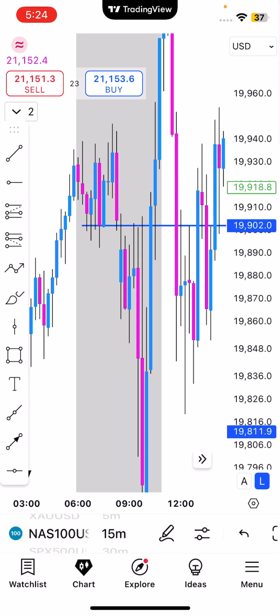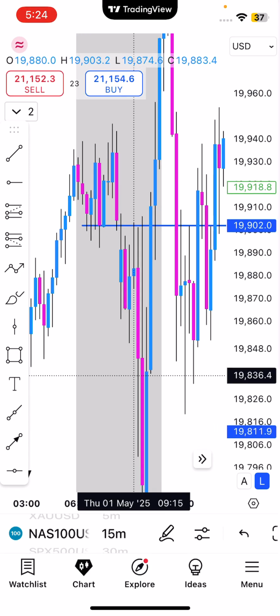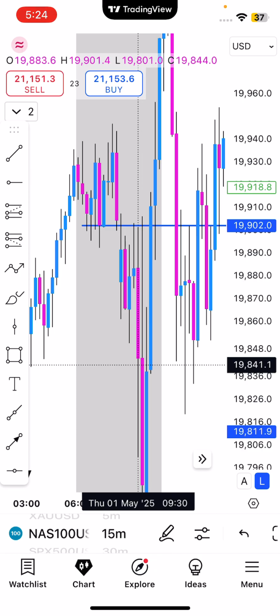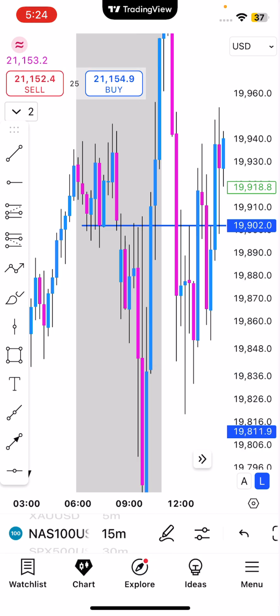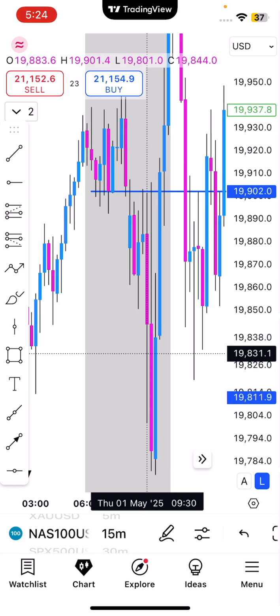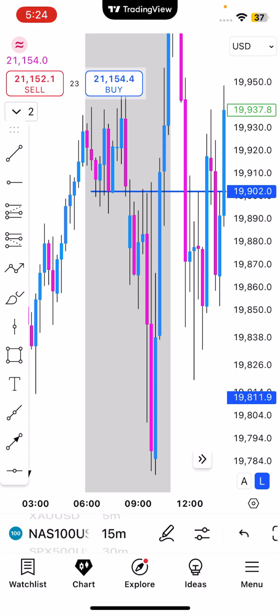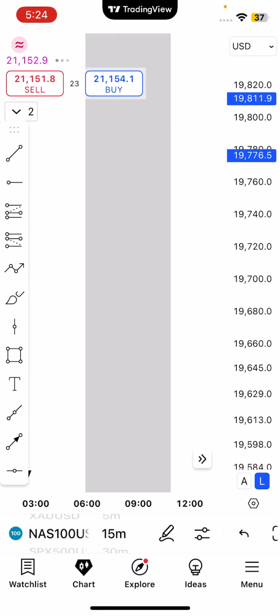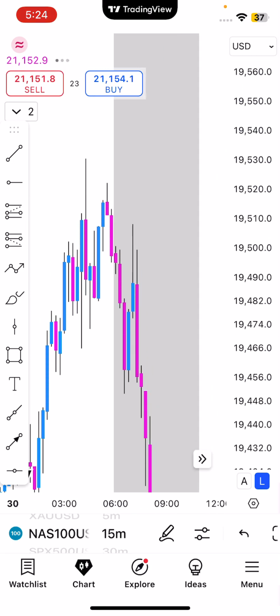This level has been tapped, so this is good. 9:15 came, and then this one I would have taken, even though the next candle missed it, just because 9 o'clock is when momentum kicks in, and then 9:30 and 9:30. So let's take a look, see what else we got.